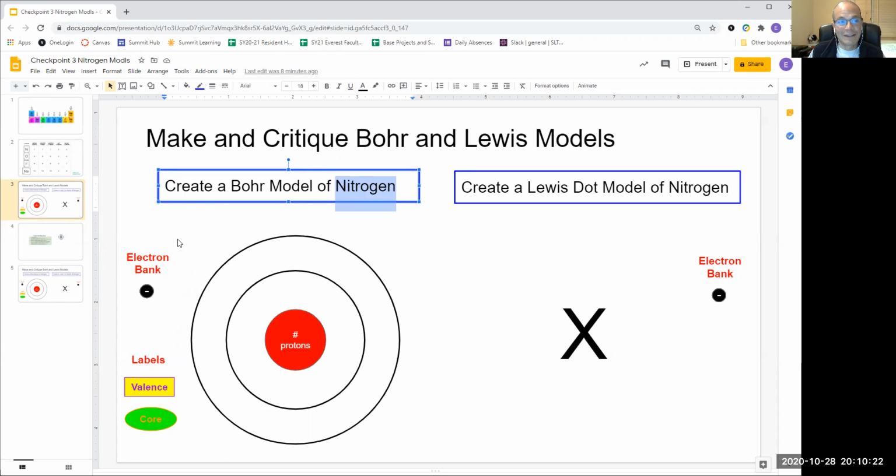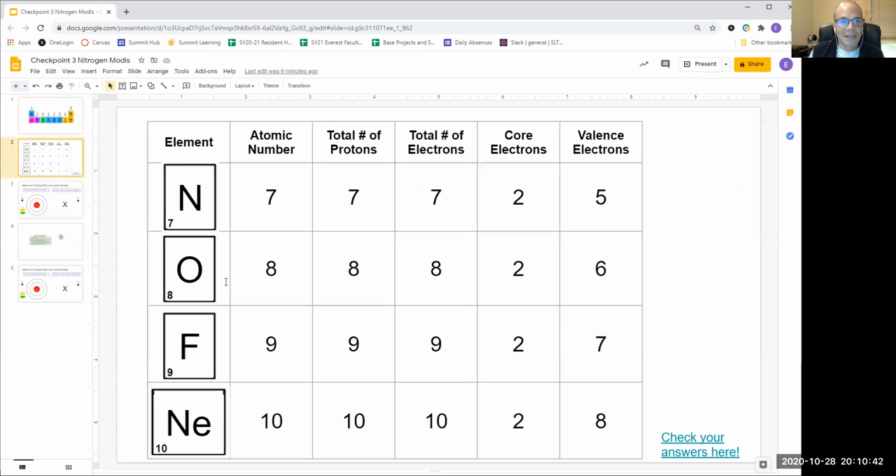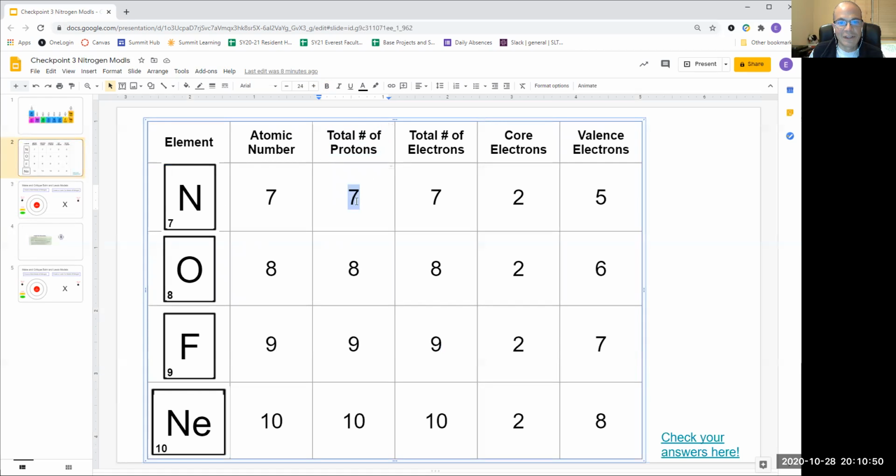And the first thing that I like to do is determine the number of protons. So here in the middle of this red circle, which represents the nucleus of our atom in the Bohr model, we have 2 rings in this case. And here, there's a space to put the number of protons. So we go look at our table, and nitrogen has this symbol N. We can just go across this row and see in this column for total number of protons that it has 7.